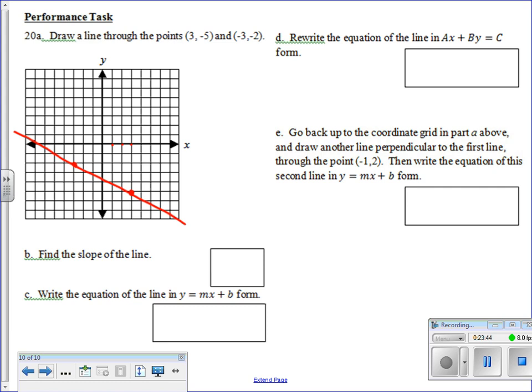Find the slope of the line. Slope equals, plug in the values. -5 minus -2 over 3 minus -3. So that's plus, so I get -3 over 6, -1/3. Here's my slope. No, 1/2. You're right. My bad. Thank you for pointing that out. -1/2. Thank you for catching my error while it's on tape.